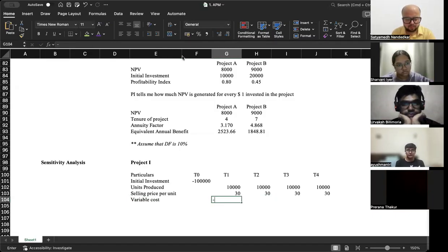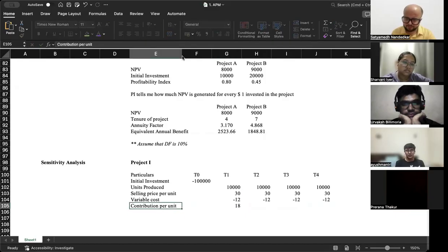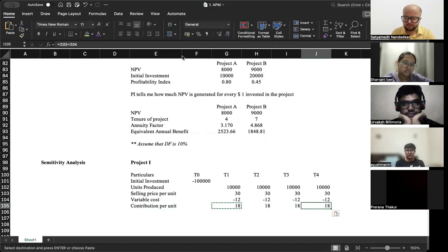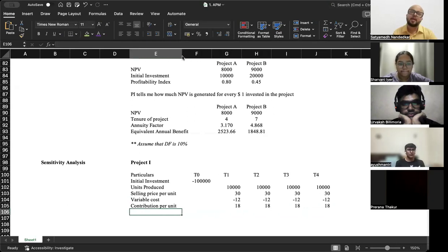Variable cost, 12. What is contribution per unit? Sales minus variable cost, 80. Okay. Now, what is my total contribution?